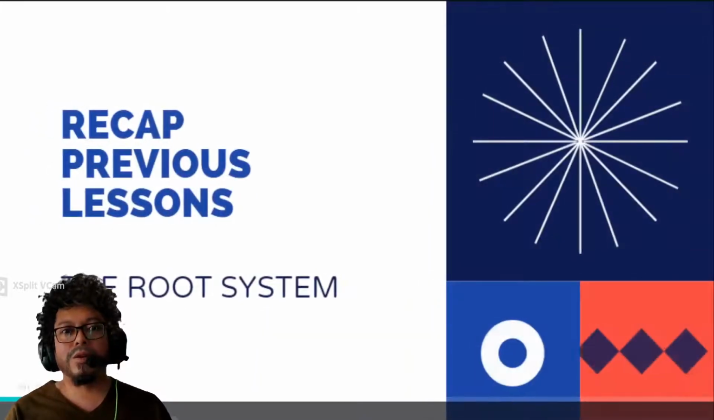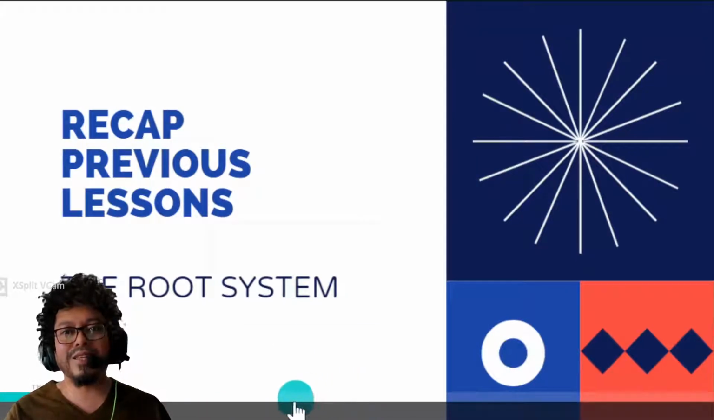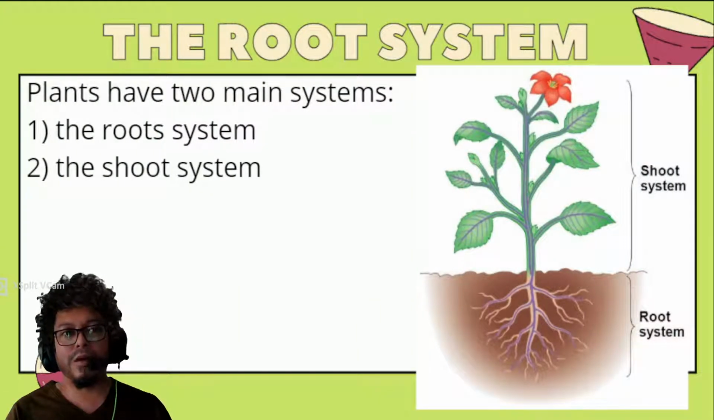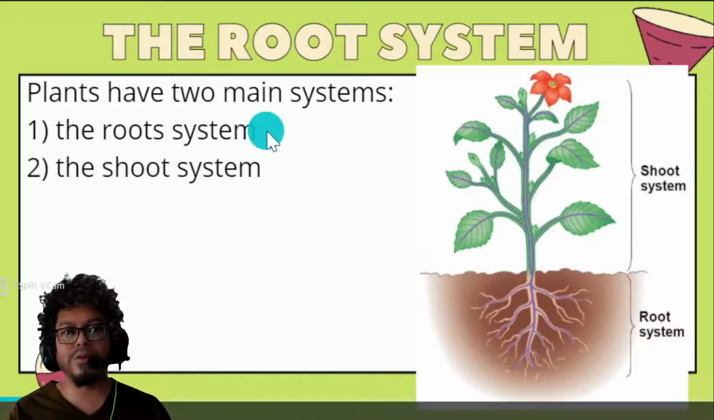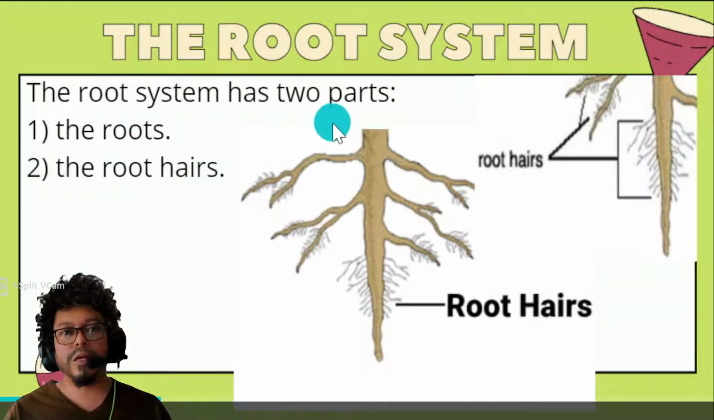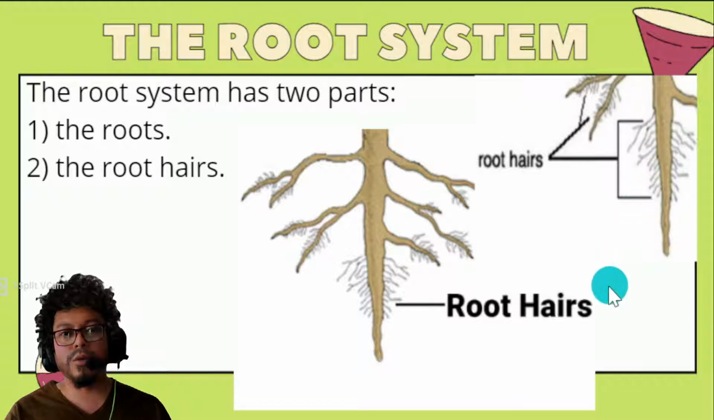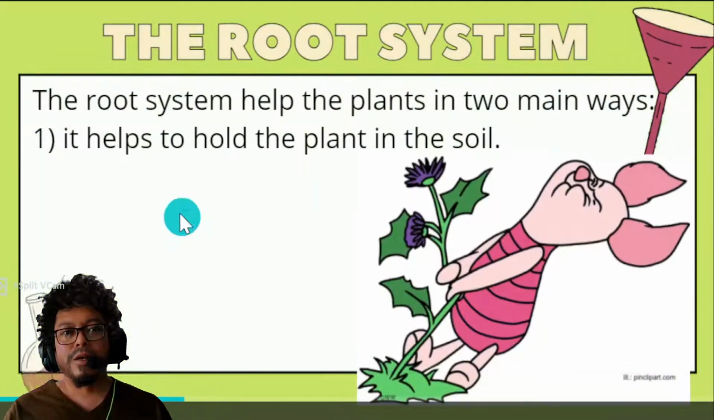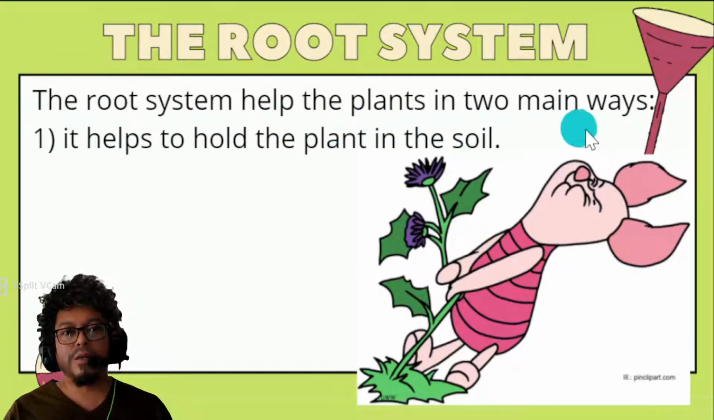Okay, before that, we shall recap our previous lesson, that is the root system. In a root system, plants have two main systems, that is the root system and the shoot system. So this is the root system and the top one is the shoot system. The root system has two parts, roots and root hairs. The big ones are called the roots, and the smaller ones, which look like hairs, are called root hairs.